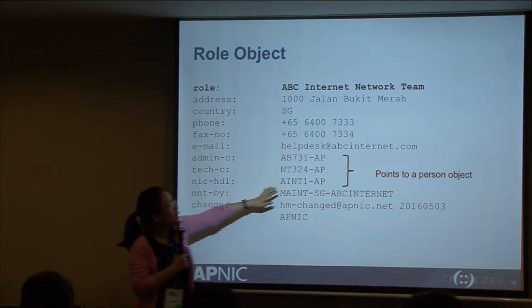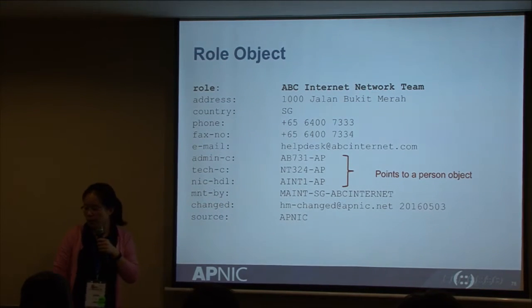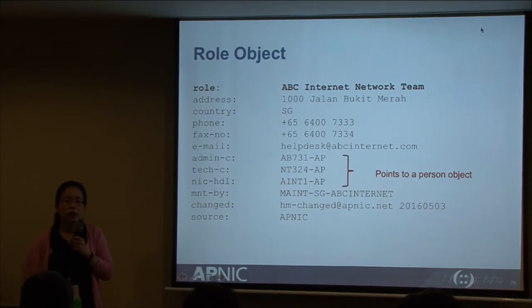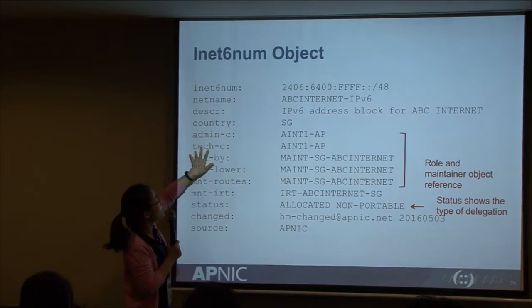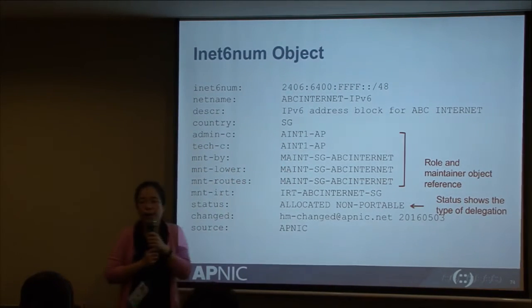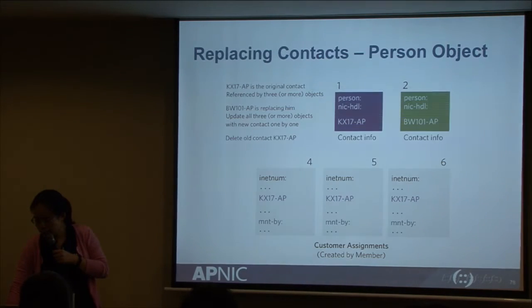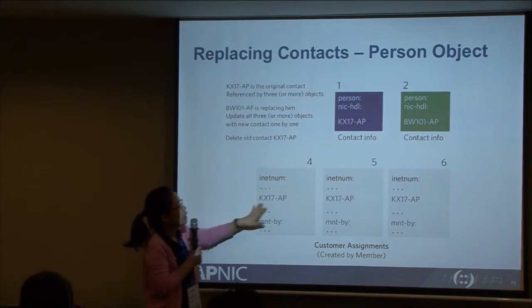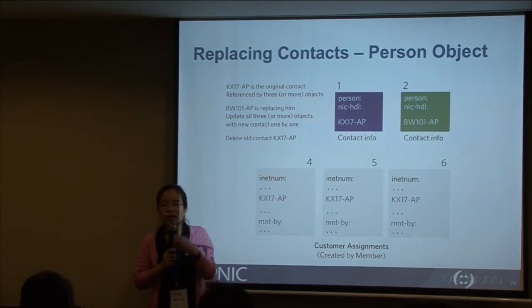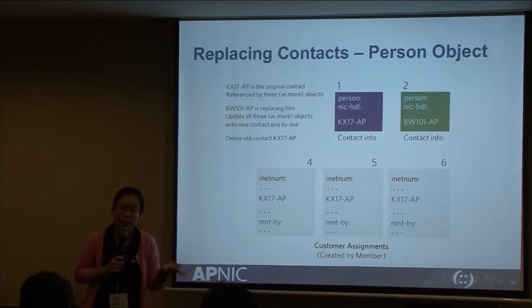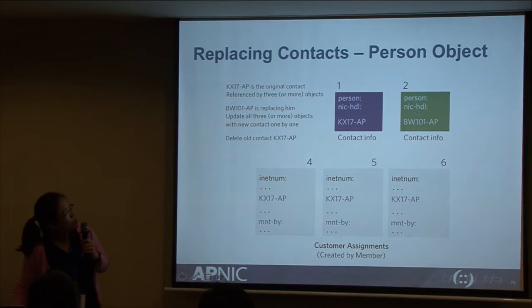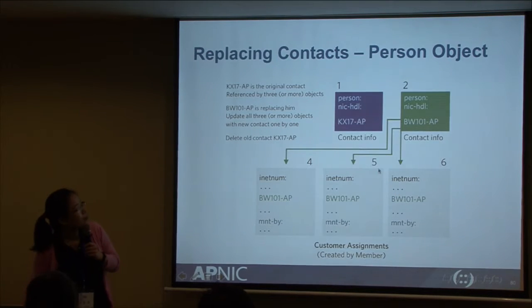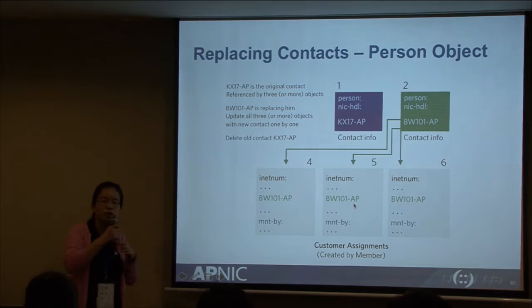This is his nick handle, AINT1-AP, and the maintainer. So here you can see the role object. So I mentioned for one resource, the admin contact and technical contact can be a role and also can be a person. If the resource is under one person, and this person will leave this position, say he will move to another department, or maybe leave this company, then what should we do? You need to update the information. You need to create a new person object and then replace all these for the resources. You need to replace all this to be another person. So for this part, you need to change for every resource.